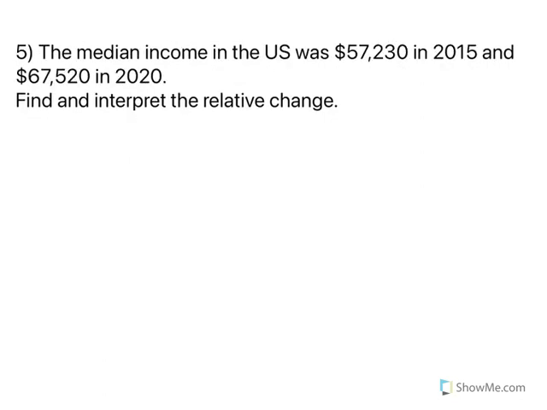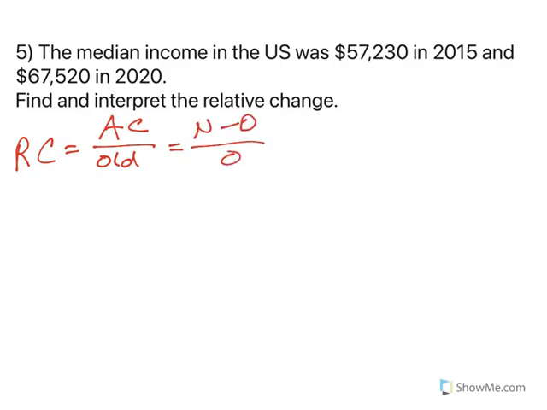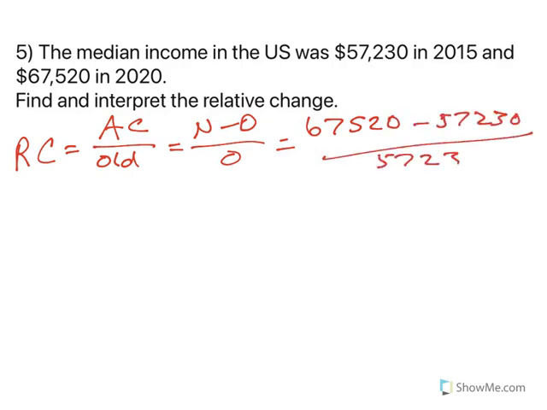The median income in the U.S. was $57,230 in 2015 and $67,520 in 2020. Find and interpret the relative change. Remember, relative change is absolute change over the old. Absolute change is new minus old. So we would take the new value, 67,520, minus the old value, 57,230, and divide by 57,230.